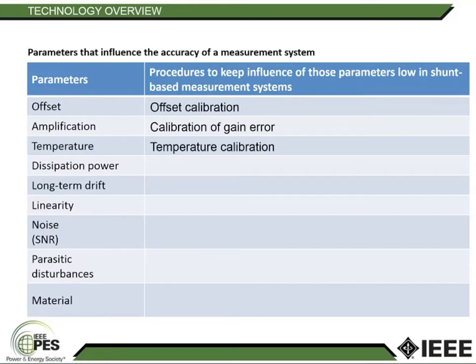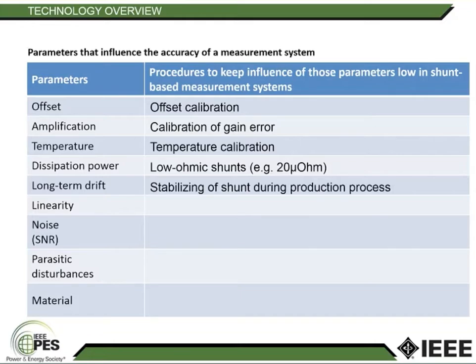Temperature calibration is done with a 2-point temperature calibration also within production already. We make use here of defined characteristics of the resistive alloys that we use. Dissipation power: we usually use low ohmic shunts here. A typical resistance would be 20 microohms, for instance, so dissipation power can be kept low. Usually, one deals with long-term drift by stabilizing the shunt during the production process. This means an aging process is applied to the shunt to make sure that its characteristics are stable.